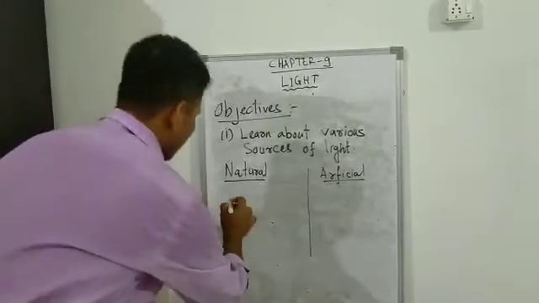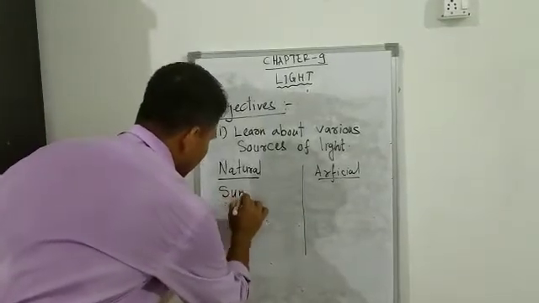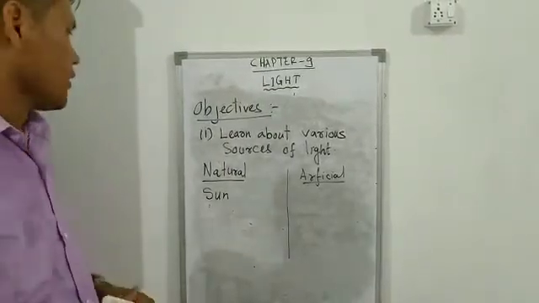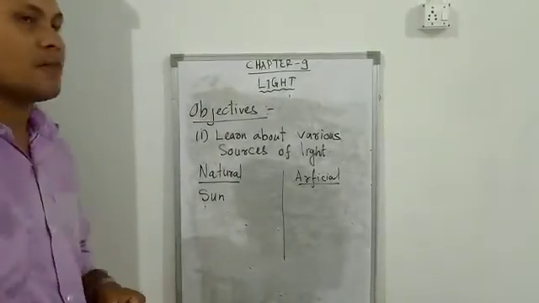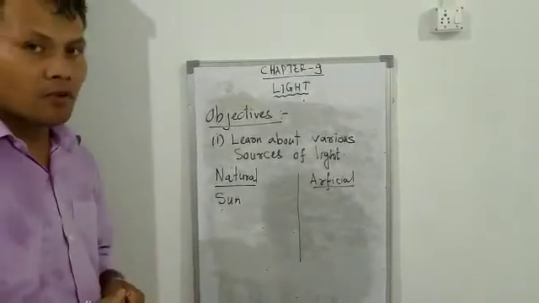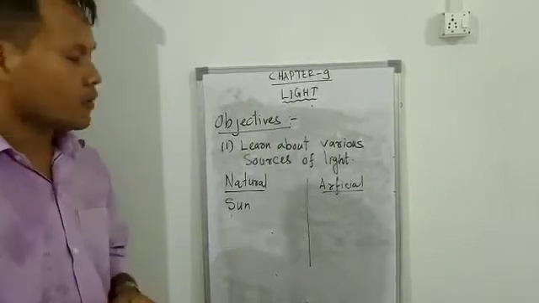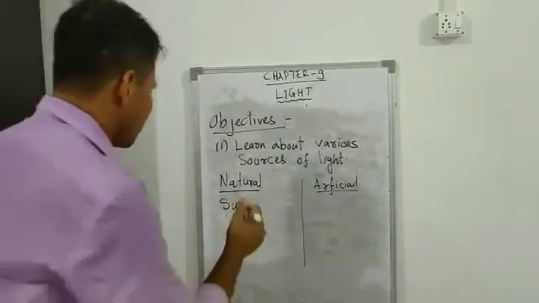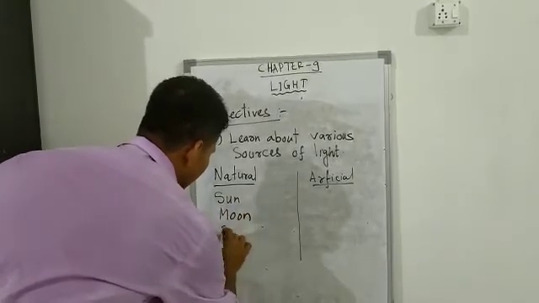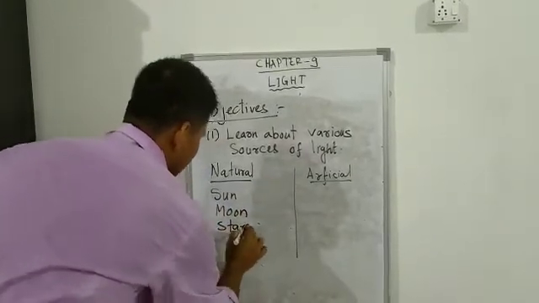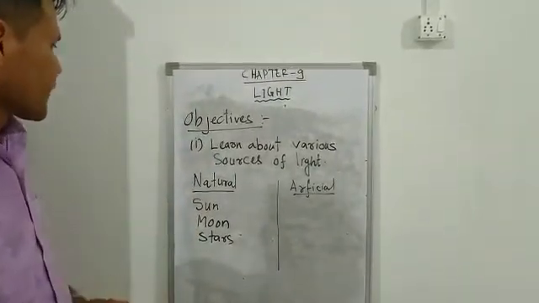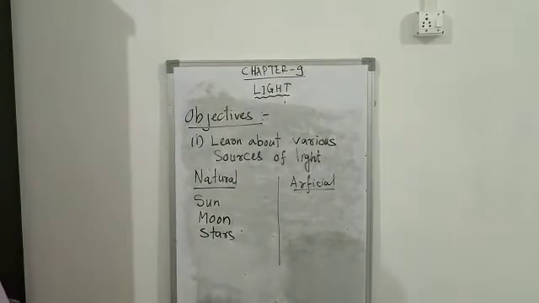The first is the sun, and the sun is one of the major sources of light. With the help of sunlight, the plants in and around us produce their own food, and we also depend on it. Then come the moon and stars. So these three are the examples of natural sources of light.